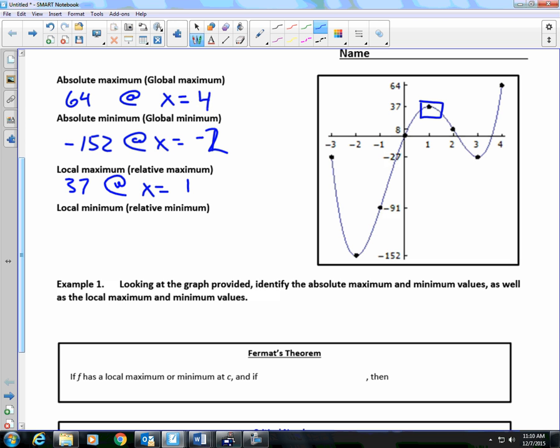How about a local minimum? Negative 27 at an x value of 3. Is the height negative 27? There's another one. Negative 152 is also a local minimum at an x value of negative 2. So a local maximum or a local minimum can also be an absolute maximum or absolute minimum.